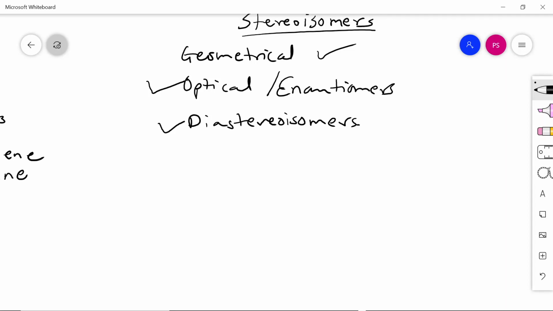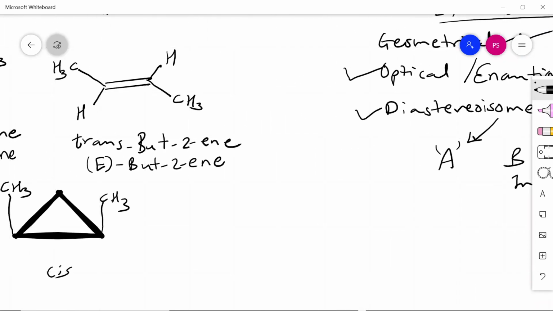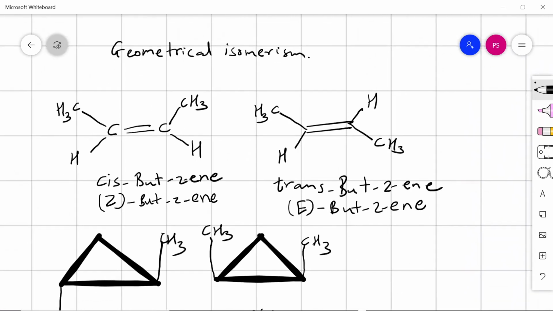For example, in case of diastereomers, one compound is optically active but its diastereomers may be optically inactive. Okay, so geometrical isomers, optical isomers or enantiomers, and then diastereomers. We will see step by step. So first see geometrical isomerism.